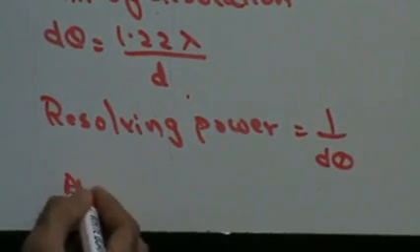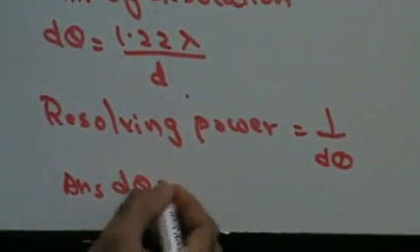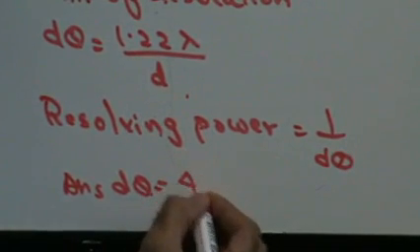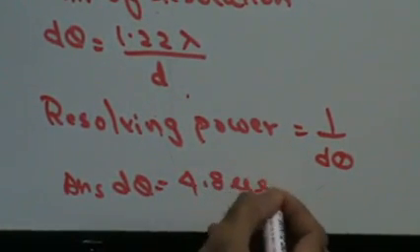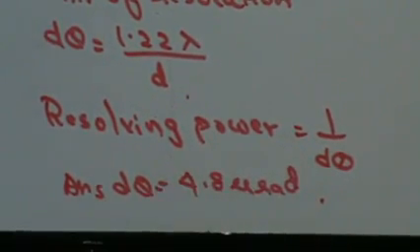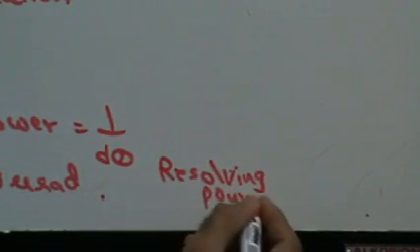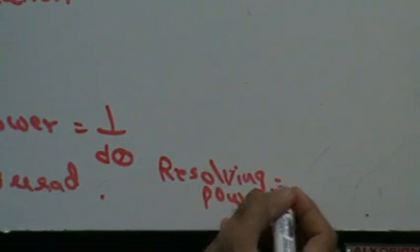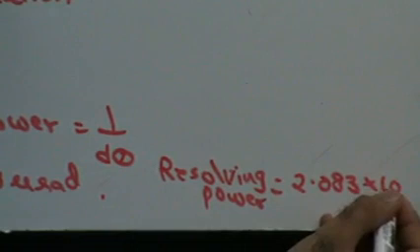The answer for this should be dθ is going to be 4.8 microradians, and resolving power is going to be equal to 2.083 into 10 raised to 5. That is going to be the resolving power. Okay, we'll stop this here for the day. Thank you very much.